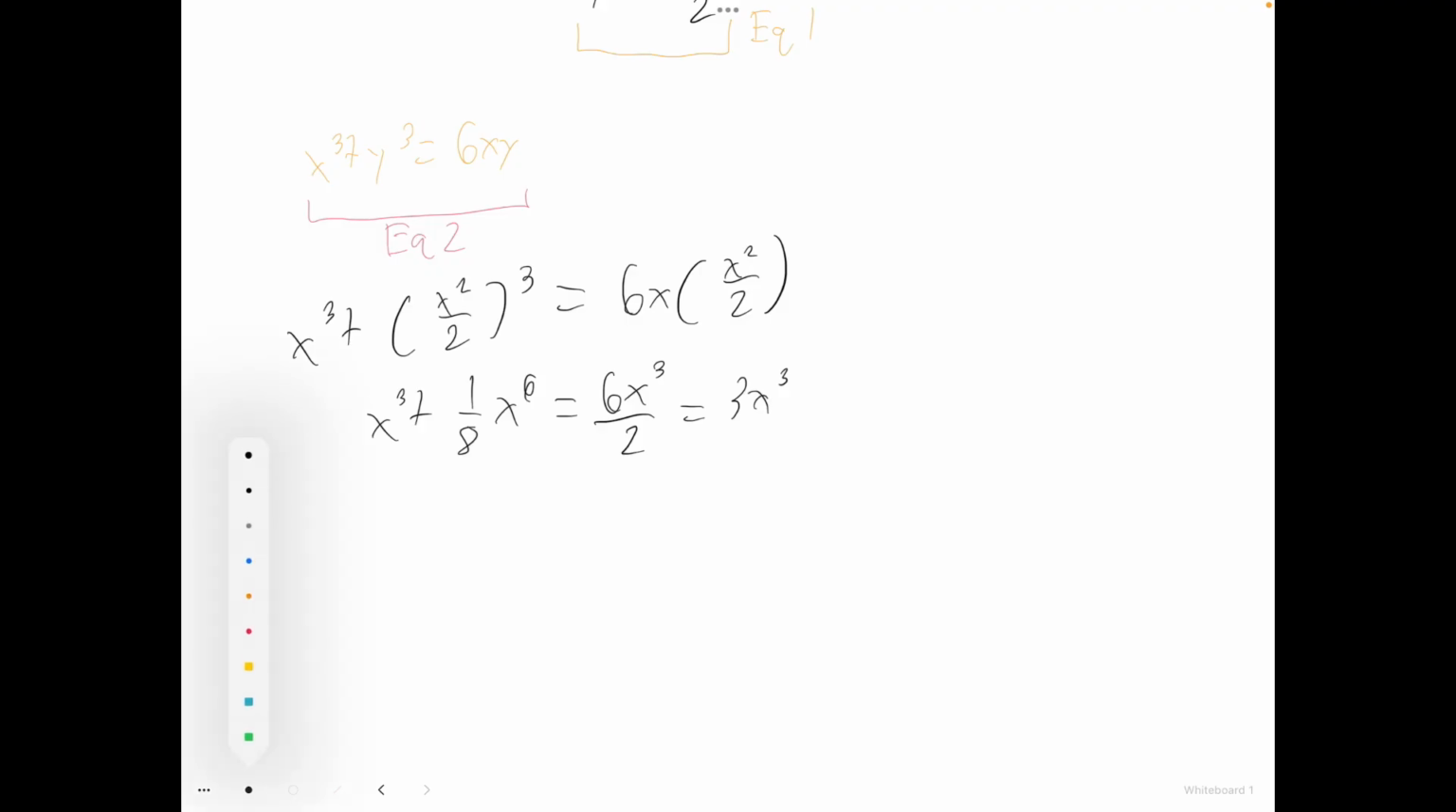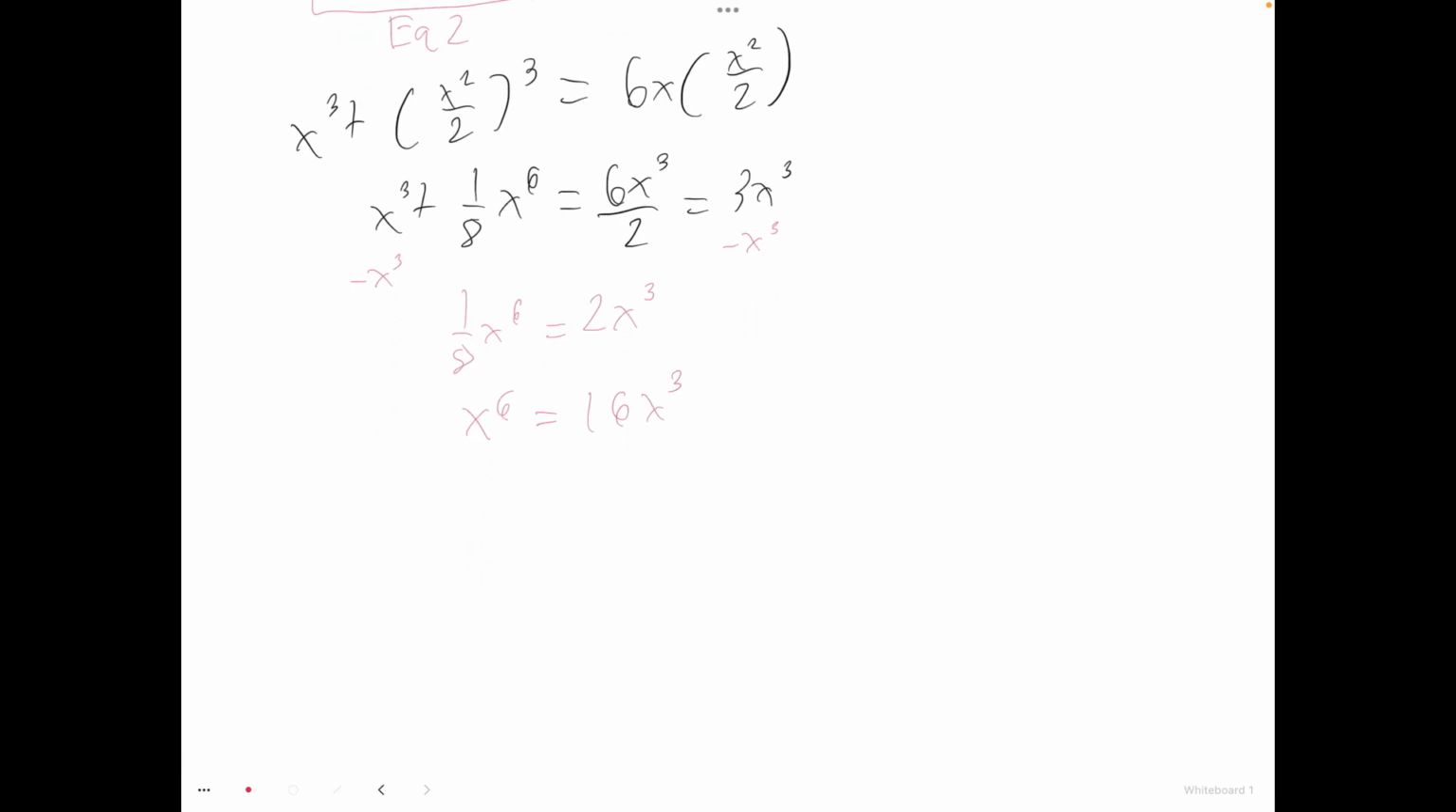Subtracting x cubed over, you get 1/8 x to the 6th equals 2x cubed. Multiplying by 8, we get x to the 6th equals 16x cubed. So we got x to the 6th equals 16x cubed.